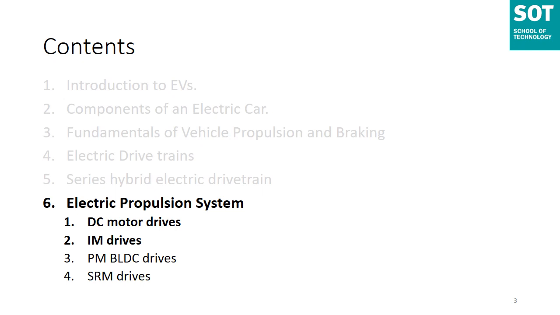In today's lecture, we shall look into electric propulsion systems, which are at the heart of electric vehicles and hybrid electric vehicles. The electric motor drives for EVs and HEVs can be classified into two main groups, commutator motors and commutatorless motors. In this class, we will discuss in detail the DC motor drives. And in the coming classes, we will look into the induction motor drives, permanent magnet brushless DC drives, and switched reluctance motor drives.